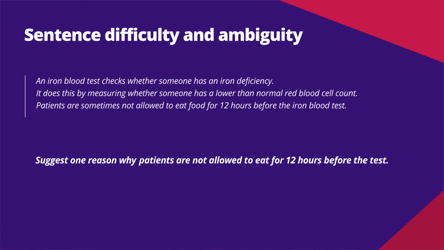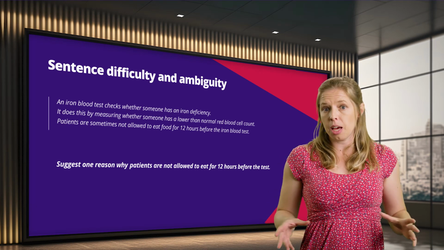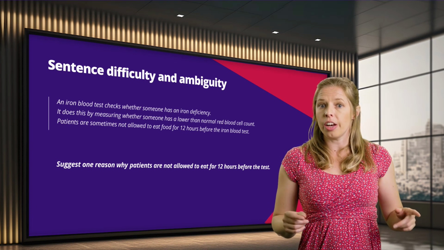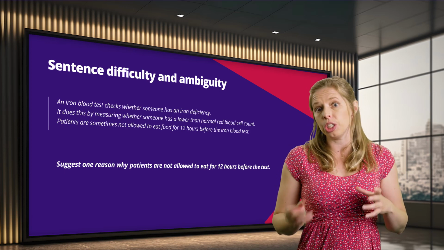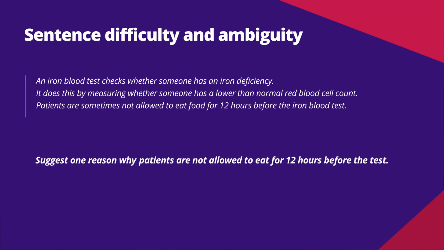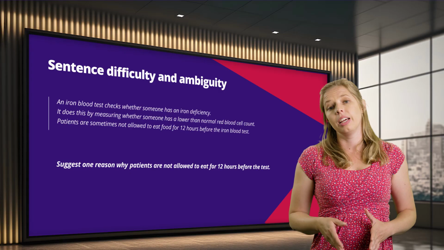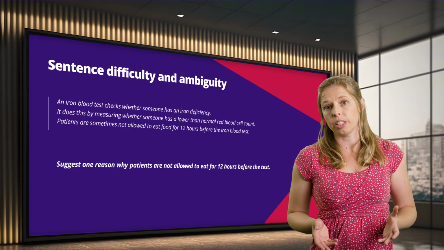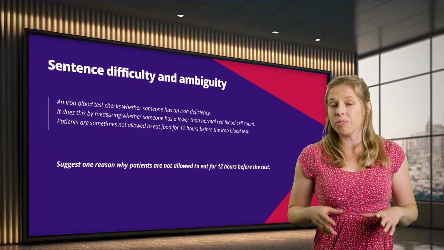Here is another example question where question clarity has been lost. So in this example, we've avoided that ambiguity by explicitly linking to the earlier part of the question. However, it has introduced a new problem. Is the focus of the question on why patients are not allowed to eat before the test, or why they're not allowed to eat for 12 hours before the test, i.e. rather than 6 or 3? Each interpretation would have a very different answer. Sentence-level ambiguity can be very difficult to spot.